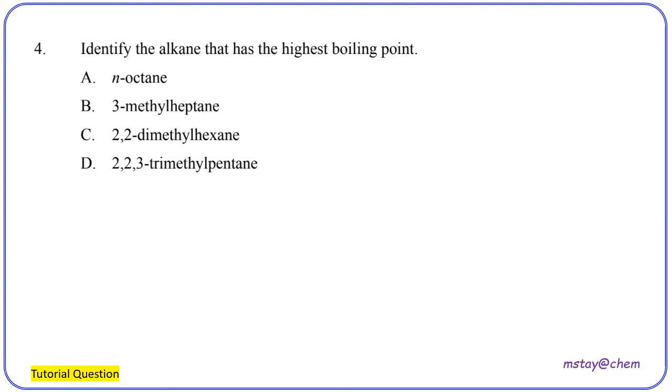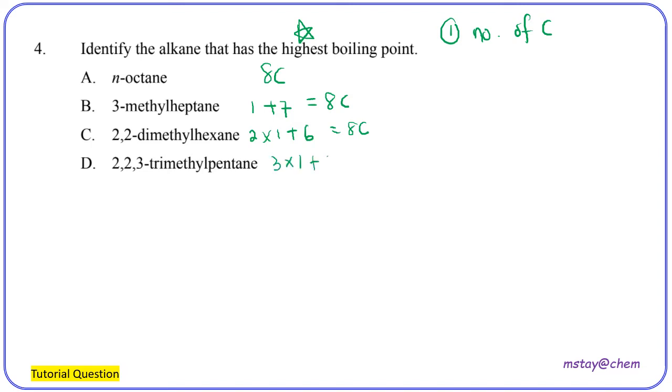Objective question 4. Identify the alkane with the highest boiling point. Again, look at the number of carbon. N-octane means 8 carbon. Methyl 1 carbon plus heptane 7, so also 8 carbon. 2,2-dimethylhexane: we have 2 methyl, and the parent is hexane 6 carbon, total 8 carbon. 2,2,3-trimethylpentane: we have 3 methyl, parent 5 carbon, total 8 carbon. So basically, all these 4 options consist of 8 carbon.